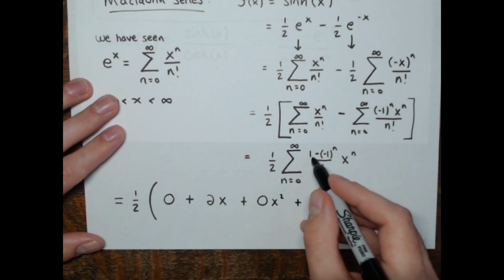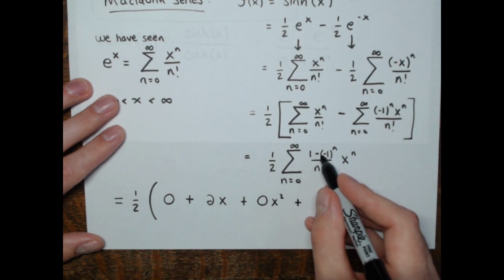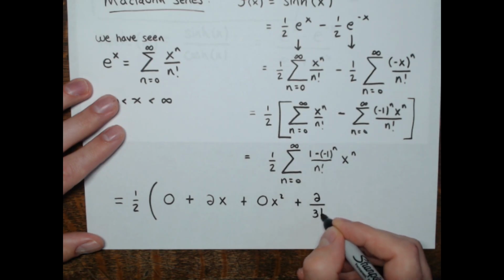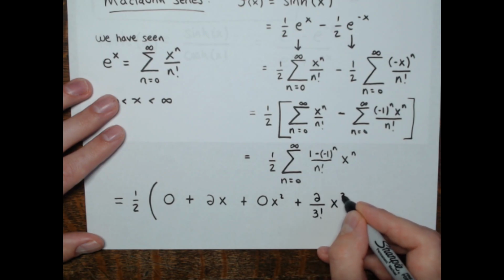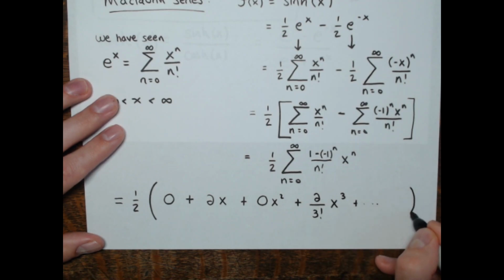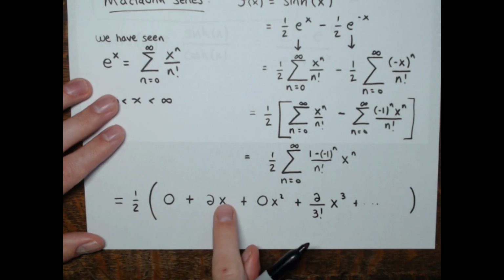then plus, and then again, when n equals 3, when n is odd, this is going to be 2. And then 2 over 3 factorial times x cubed, and so on. So all that's going to really remain are the odd powered terms, and if I multiply every single one of them by a half, all these 2's become 1.